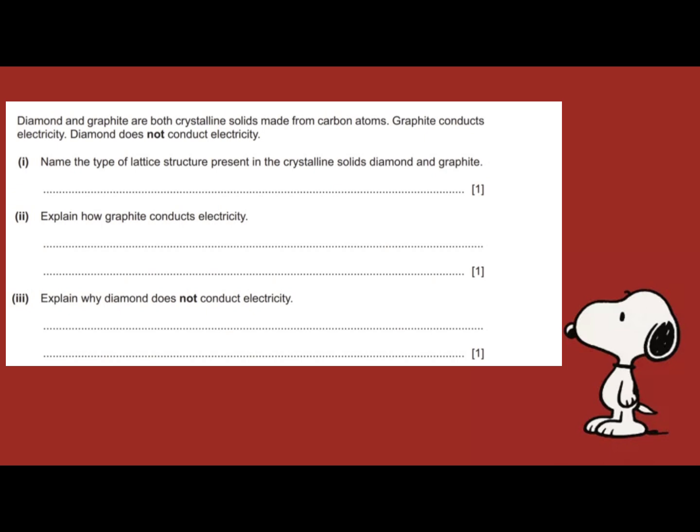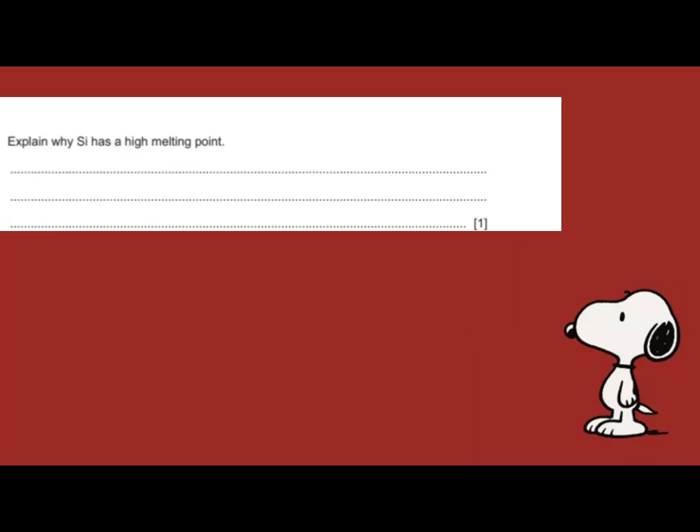Next, explain why diamond does not conduct electricity. So the answer is there are no delocalized electrons, because in diamond, each carbon atom forms 4 covalent bonds, and this means all 4 outer electrons are tied up in bonds. Okay, next question.